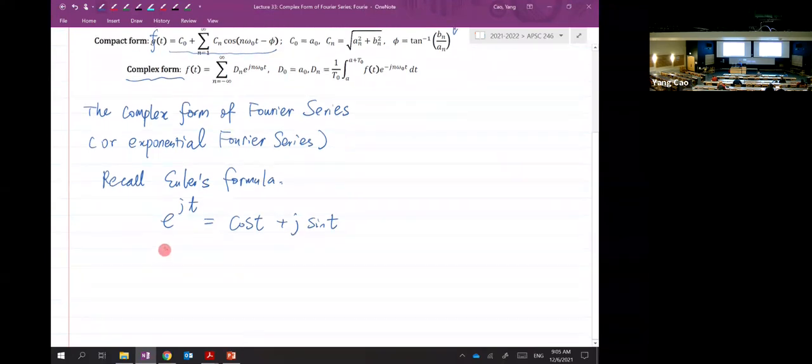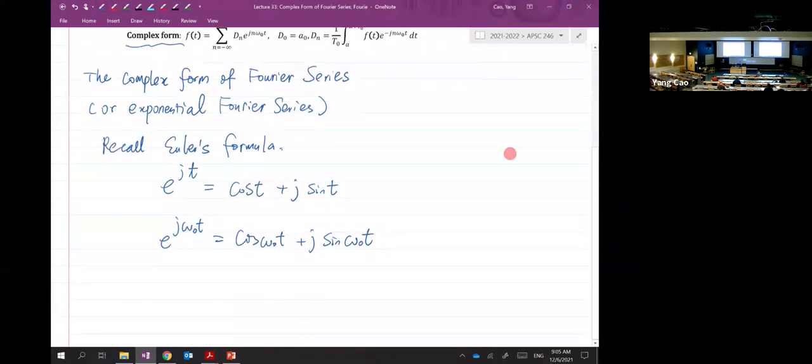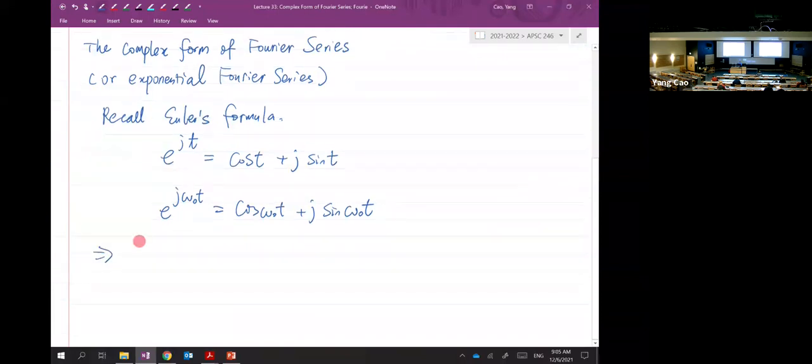Now, in our case, we will actually show e to the power of j omega naught t. So just put omega naught in front of t, it's the same thing. So you get cosine omega naught t plus j sine omega naught t. Same thing, just t changed to omega naught. This is Euler's format.